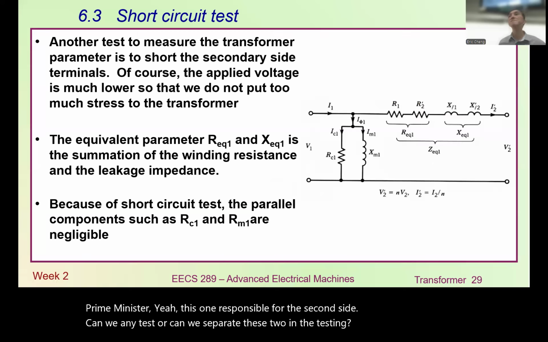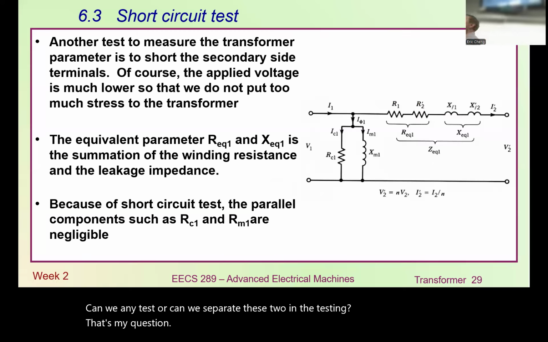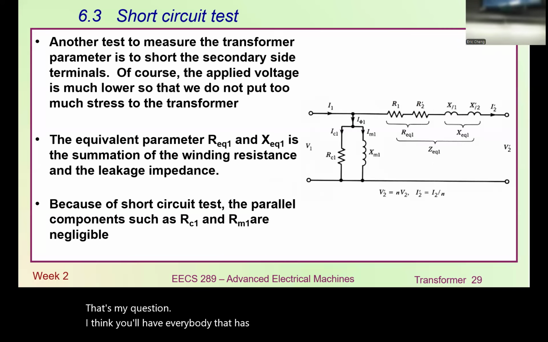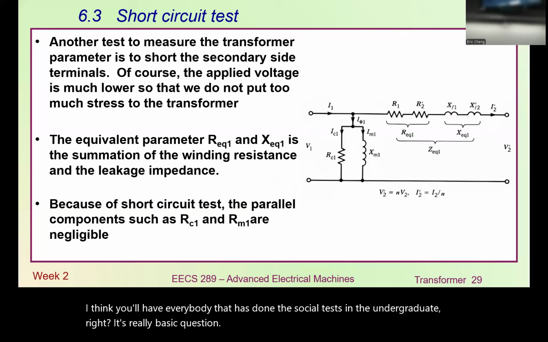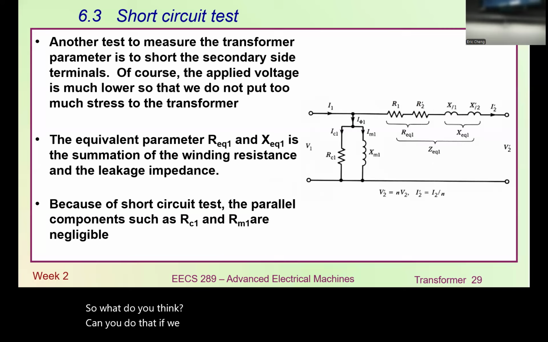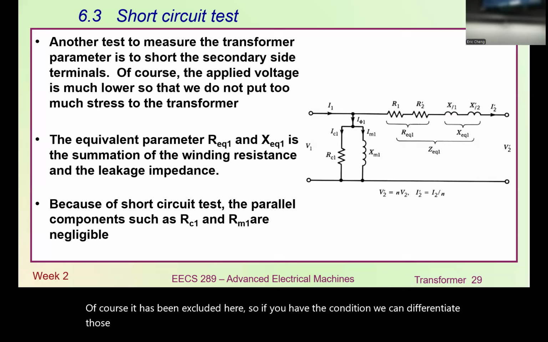That's my question. I think everybody has done the short circuit test in the undergraduate, right? It's a really basic question. So what do you think? Can we do that? If we have the definition, if you got a primary side, of course, we can separate those, right? R1 equals n squared R2, something like that.